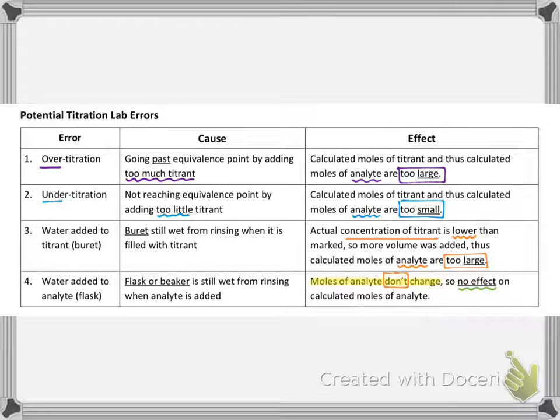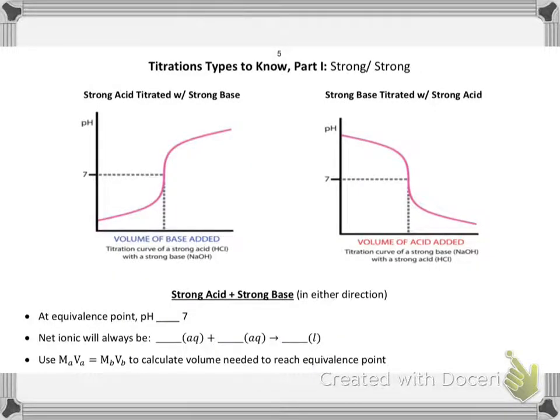Okay, let's go ahead and talk about the different titration types for acids and bases that you need to know and recognize. First, let's talk about strong titrations, either a strong acid titrated with a strong base, or a strong base titrated with a strong acid.